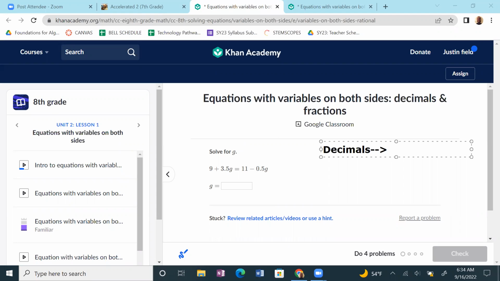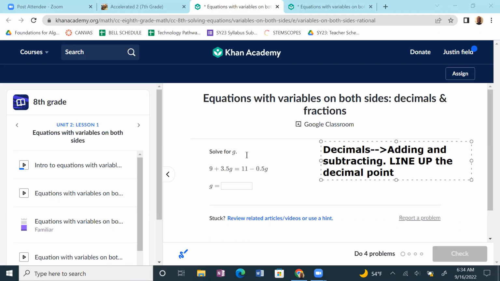Well, when you're adding and subtracting, you have to remember to line up the decimal, right? Biggest mistake people make. So in this one right here, we know we're going to put variables on the left. So then you'd have 3.5, and then that would change to a positive 0.5. So you would end up adding them, and look, my decimal points are lined up.